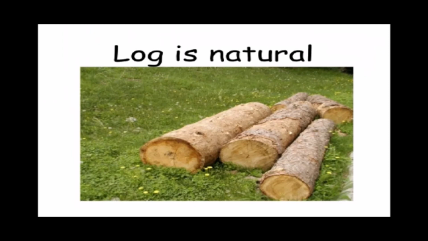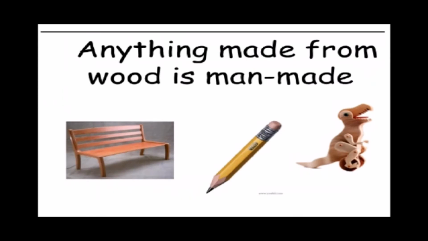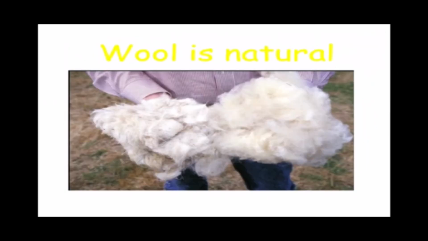Log is natural. Let's understand this. Anything made from wood is man-made. You saw log, that is wood. When it is used to make a bench or a desk, it's become a man-made. Or the log of wood is used to make a toy or pencil, it's become a man-made. So a natural thing is converted with the help of human strength and mind is man-made.